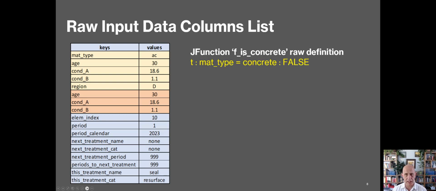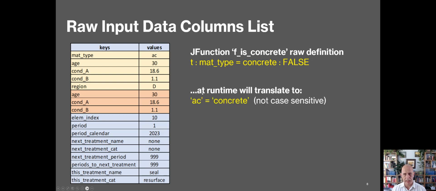So just to restate again, the JFunction for this key has this raw definition. So at runtime, this will translate to AC equals concrete. So how does that work? Well, JCass will go in and look, like I said in the previous slide, is there a key matching mat type? And it goes through this list of keys here and it finds, yes, there is a key matching mat type, then extracts its value. And that's what it's done here.